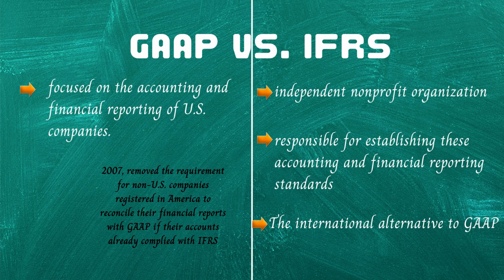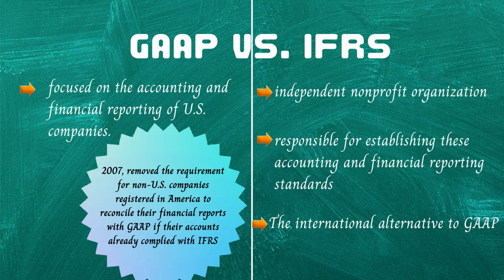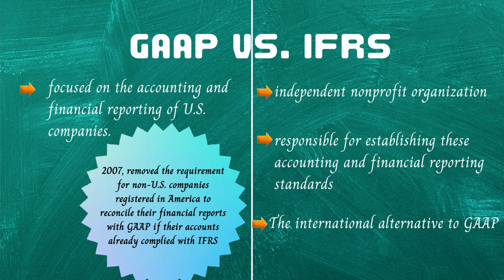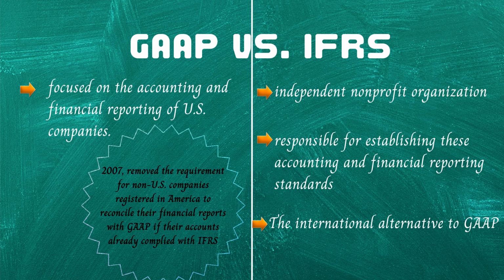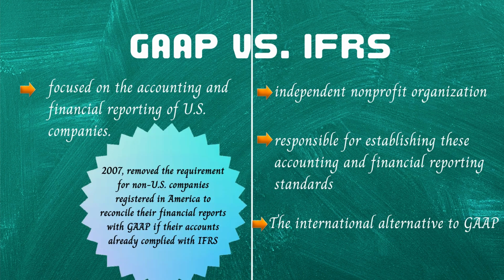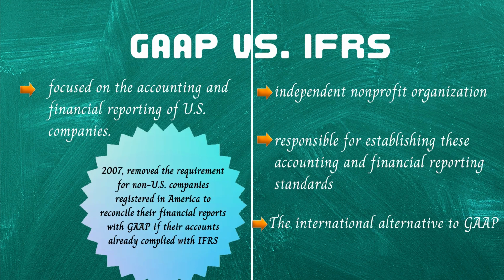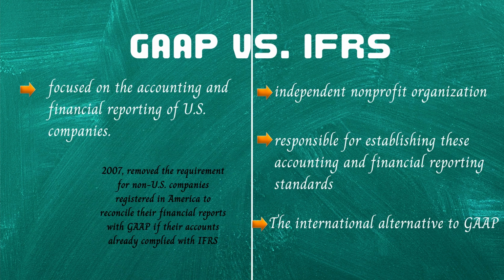GAAP is focused on the accounting and financial reporting of U.S. companies. The Financial Accounting Standards Board, or FASB, an independent nonprofit organization, is responsible for establishing these accounting and financial reporting standards. The international alternative to GAAP is the International Financial Reporting Standards, or IFRS, set by the International Accounting Standards Board, or the IASB.